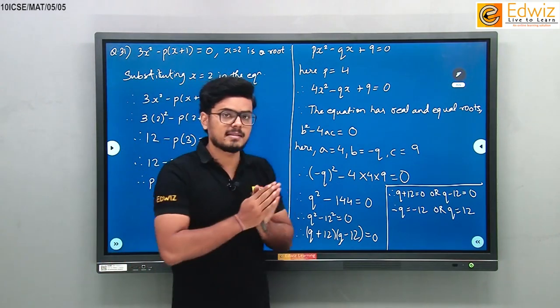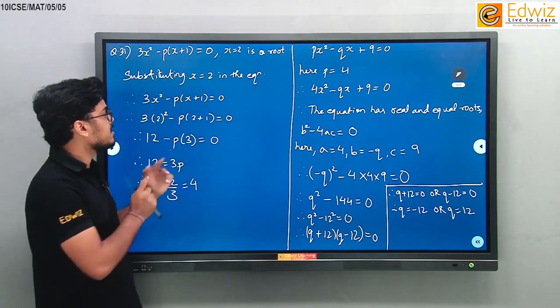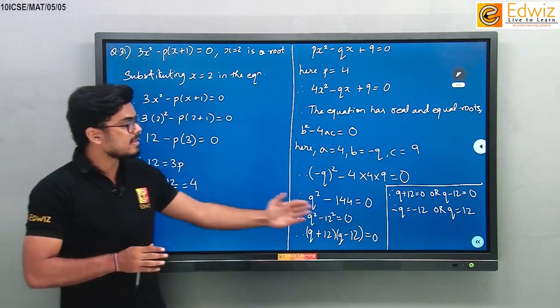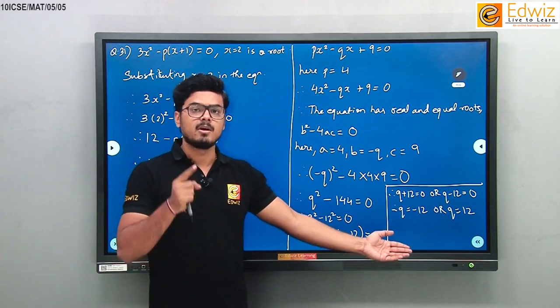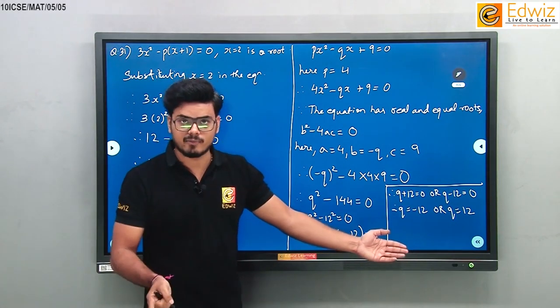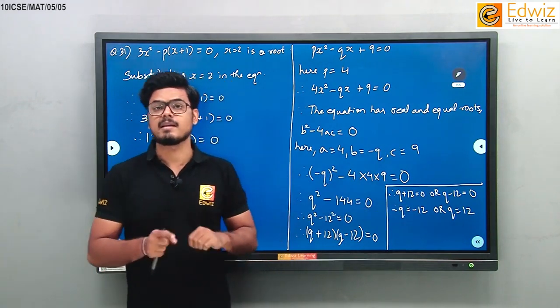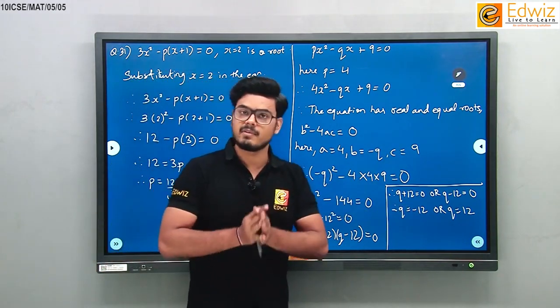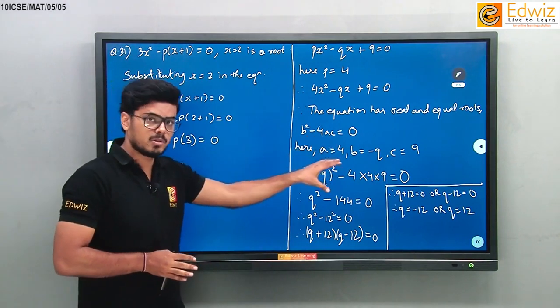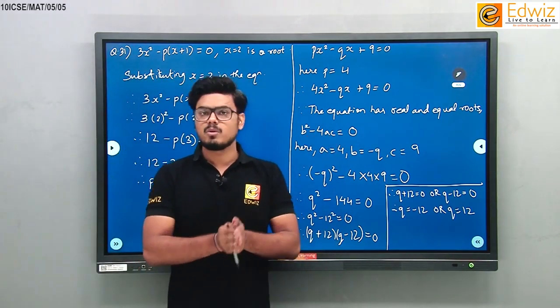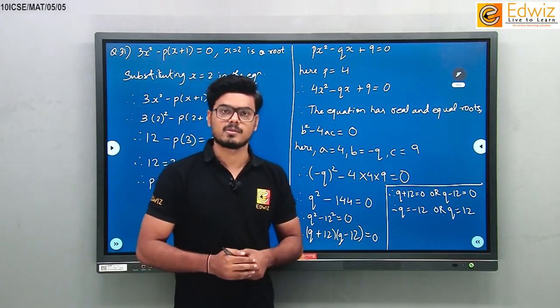There are two different parts in this question. The first part is just substitute the root inside the equation, you will get the value of p. In the second part, you have to use the rules for finding out the nature of roots, correct? So b square minus 4ac is equal to 0 if the equation has real and equal roots, which is given in the question. That is what we use to find out the value of q, correct? Now I will give you 1 minute to note this down, then we will move on to the next question.